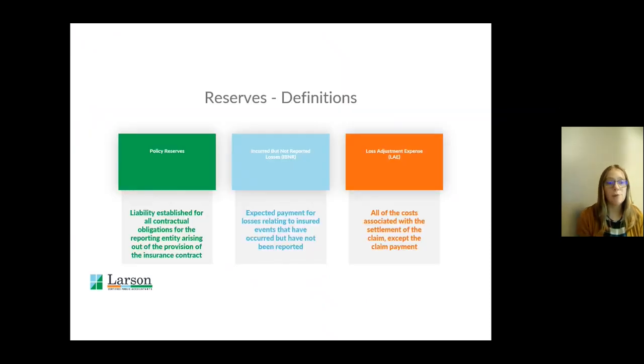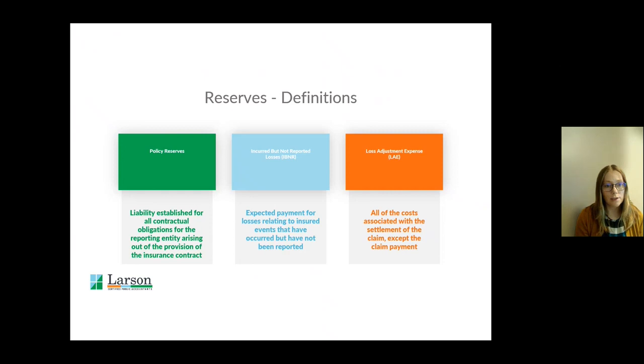So some more definitions, policy reserves. So this is a liability established for all contractual obligations for the reporting entity arising out of the provision of the insurance contract. So these are liabilities for future obligations to pay these claims. You know these claims are going to be paid. So following the conservative approach, we record it as a liability on the balance sheet.